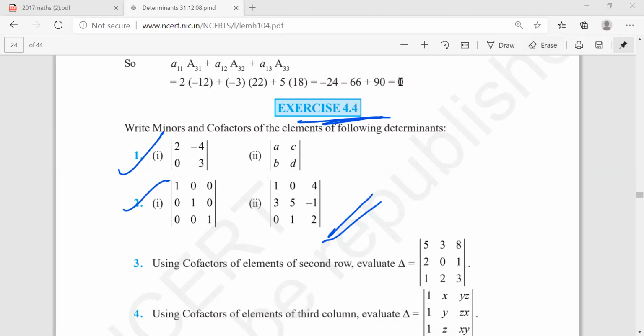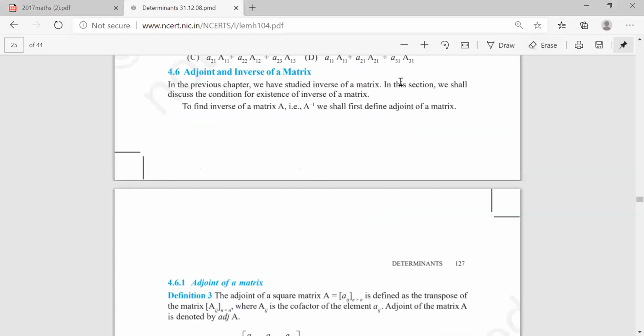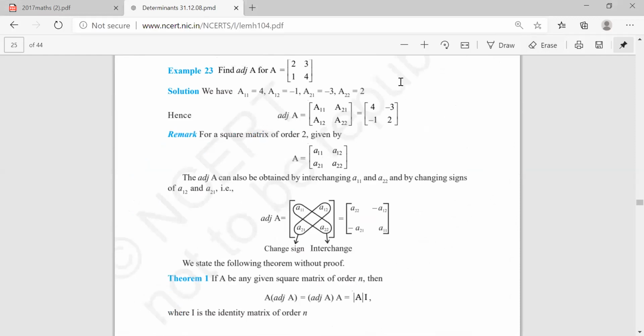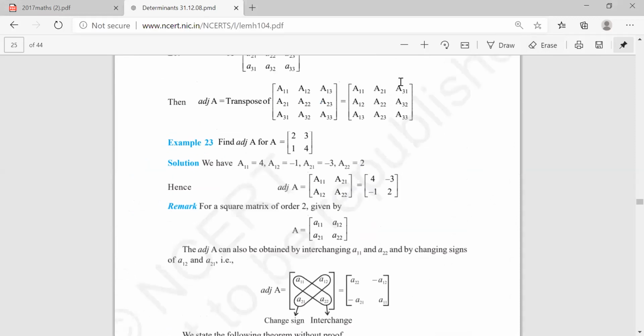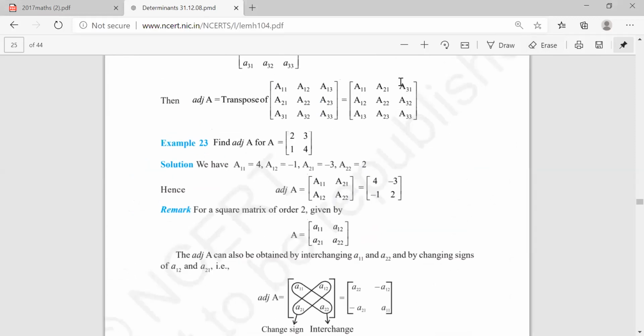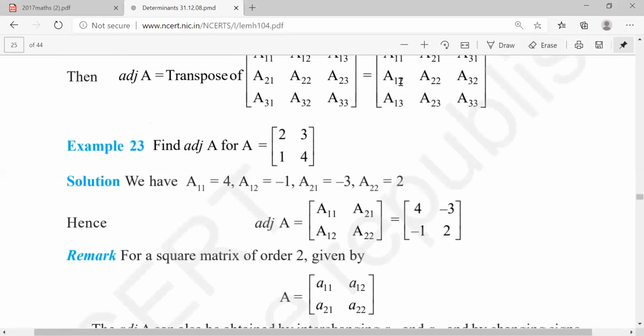Those who are doing it now, please do it after some time, because I will tell you the most important thing. The most important thing in this is the adjoint of A. Adjoint, A-D-J. Adjoint of A. So guys, please listen. You can send me the pic later on.